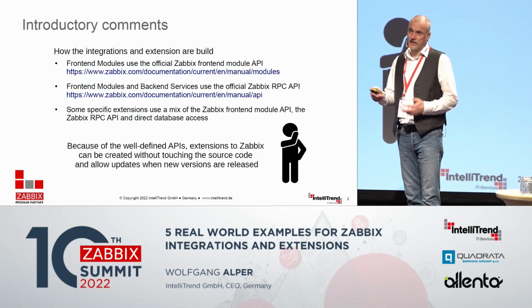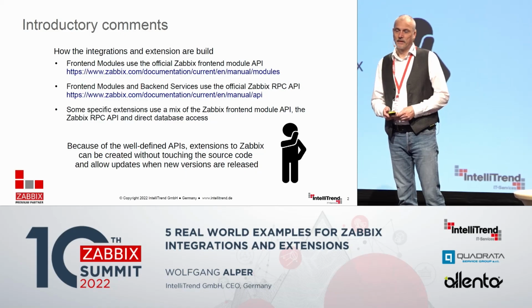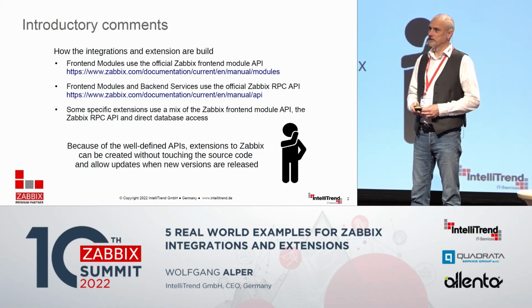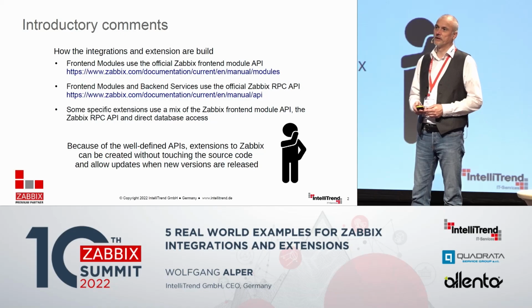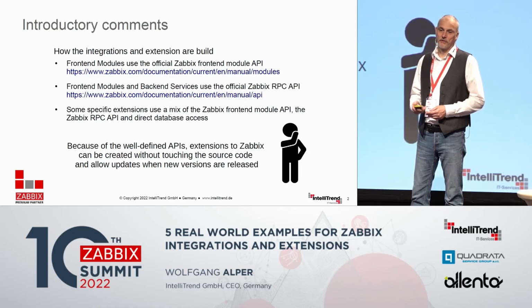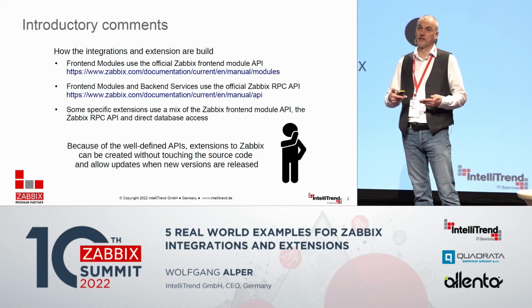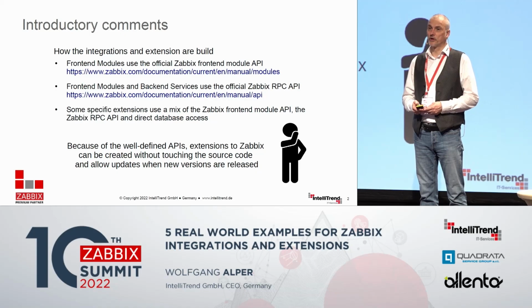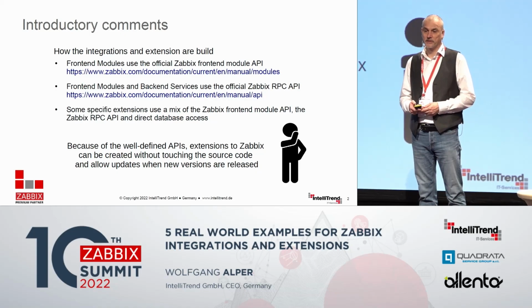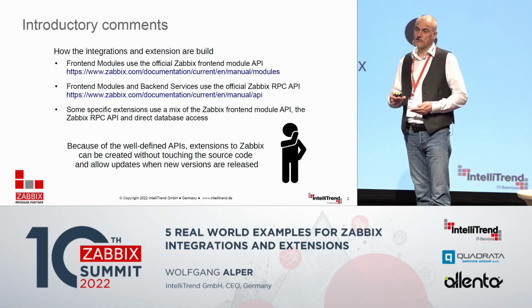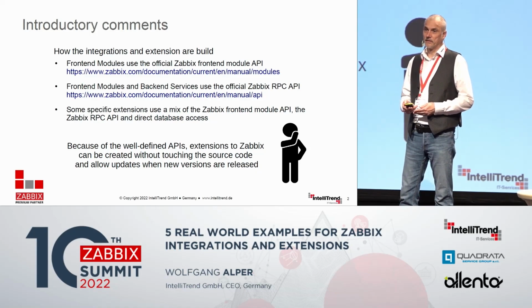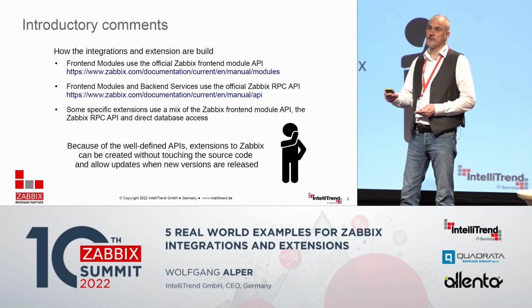Before I start with our examples, just some info about how we implemented those extensions. If these are front-end modules, then they use the official Zabbix front-end module API, which is very well documented. If these are back-end services or extensions to the back-end infrastructure of Zabbix, even in combination with Zabbix modules, then we are also using the Zabbix RPC API, which is maybe well known.